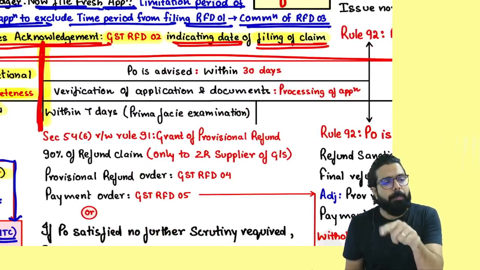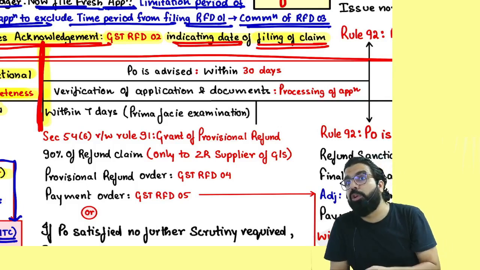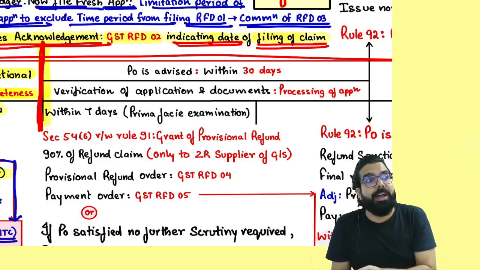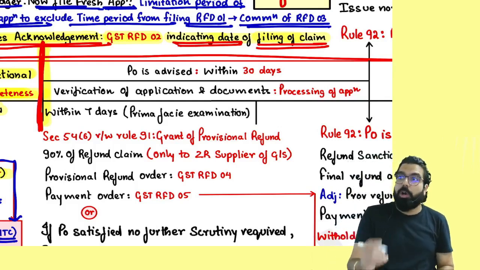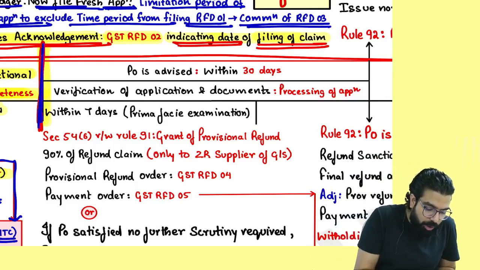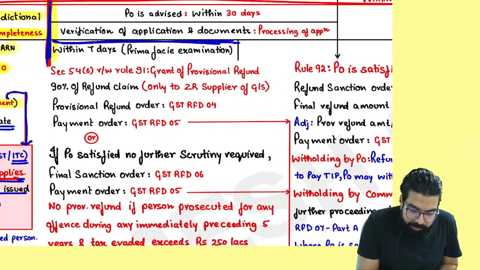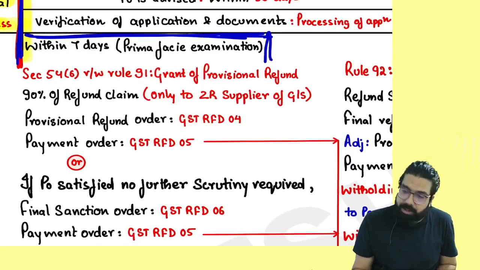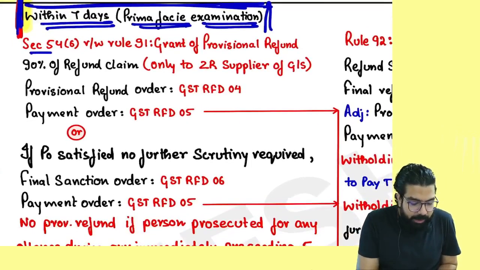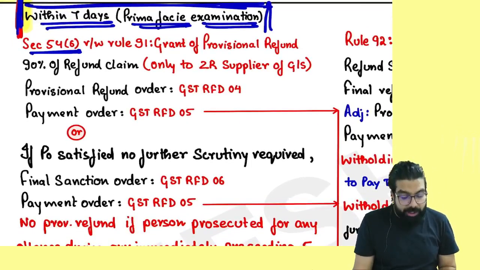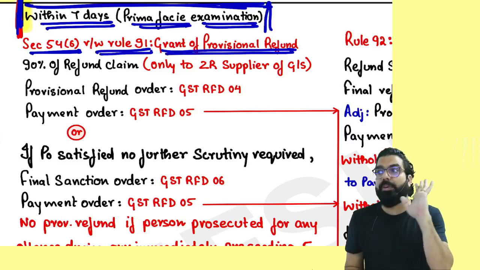can you tell me who are the people who always need money? Zero rated suppliers. So the government told that zero rated supplier's money, we can't block for 60 days. We should give them refund immediately. And hence the government told that once the acknowledgement is issued, from that day, within the next 7 days, prima facie examination should be done, and they are telling section 54(6), read with rule 91, grant of provisional refund. They should be given provisional refund.